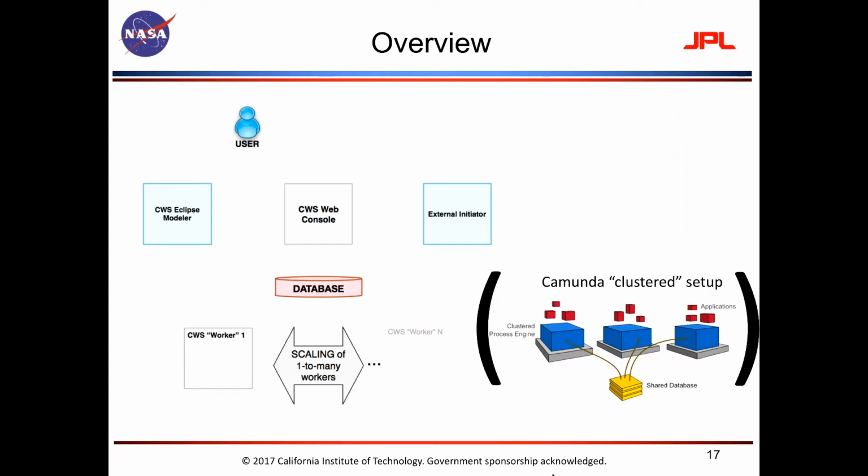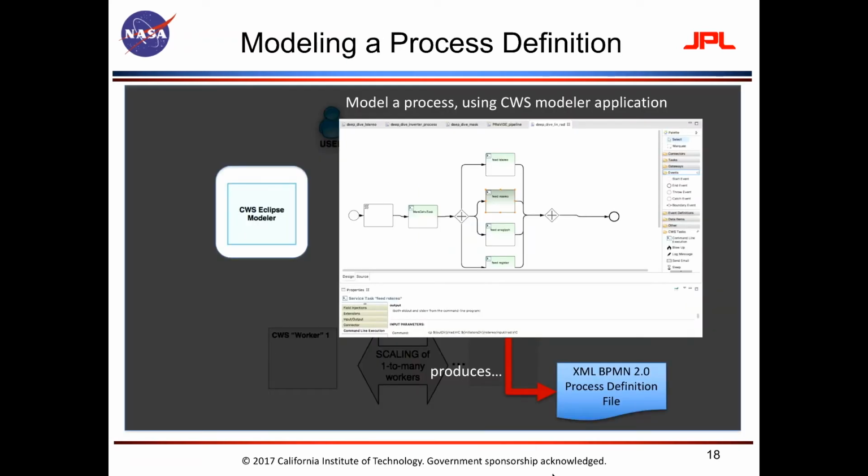So these screenshots will show the Eclipse modeler, but just bear in mind we are moving towards the more modern Camunda modeler. I know the Eclipse modeler is now kind of deprecated, but currently we are using the Eclipse modeler, and this is going to produce an XML BPMN file for us.